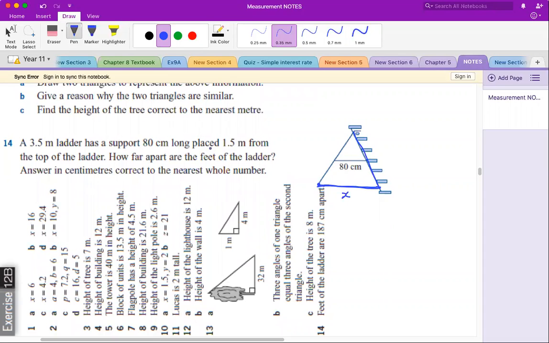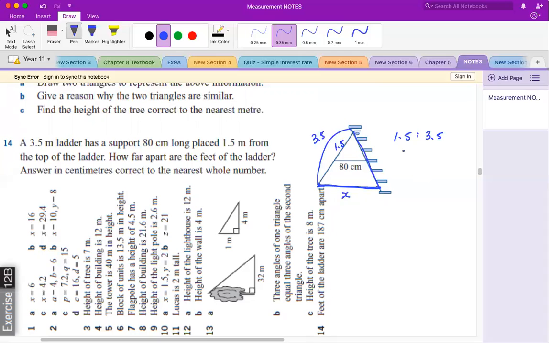We know that the support is placed 1.5 meters along this. So this is 1.5, right? Yeah. And the whole thing is 3.5. Once again, we have two similar triangles and they overlap at one angle. Which side is matching with 1.5? 3.5, right? I think in the example, I just simplified this ratio, so I times both sides by 2. But you didn't really have to do that when you solve this question.